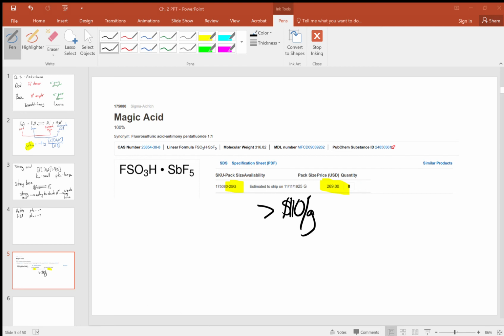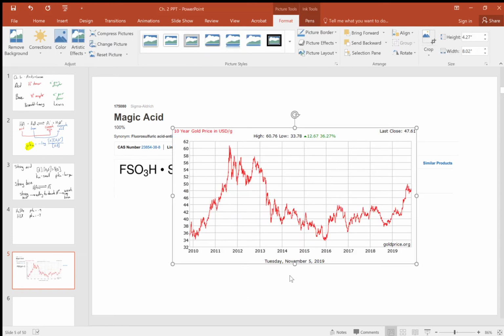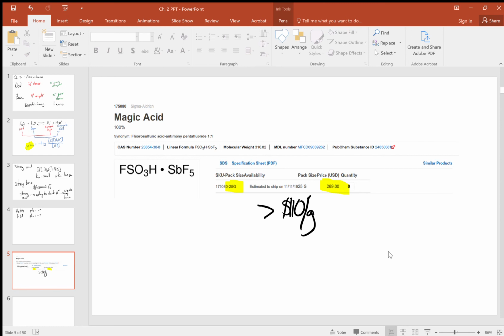If you'd like some perspective on how expensive that is, here's the price of gold from November of 2019. And while you can see that that's higher than the cost of magic acid, it's not a lot more expensive than magic acid. But what's my point here? What is magic acid?